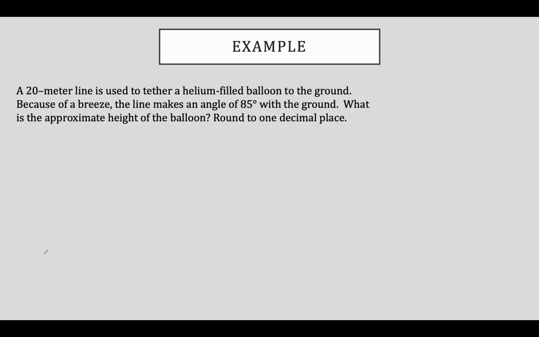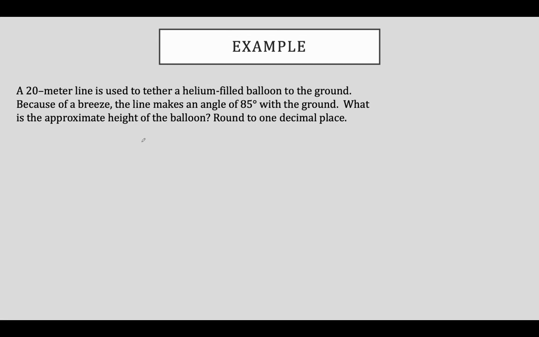So now that we've finished covering our definitions of our 6 trigonometric functions using right triangle trigonometry, let's put those definitions to use to help us in solving some word problems. A 20-meter line is used to tether a helium-filled balloon to the ground. Because of a breeze, the line makes an angle of 85 degrees with the ground.